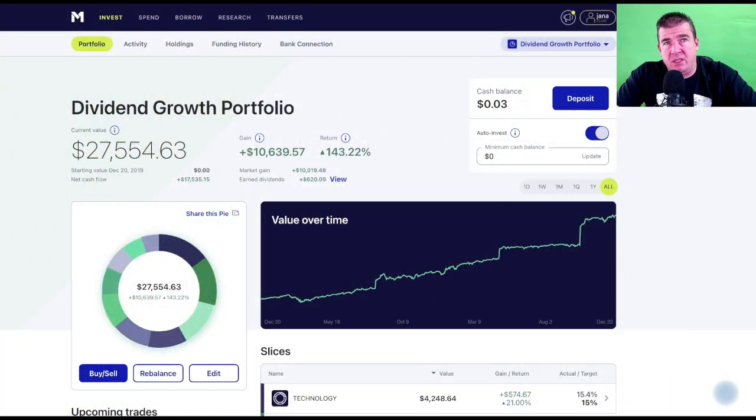Welcome everybody into the dividend growth portfolio. This is one that I've had since December 20th of 2019, so it just had its 2-year birthday. So it's fitting, I guess, to come in and do a review of this.